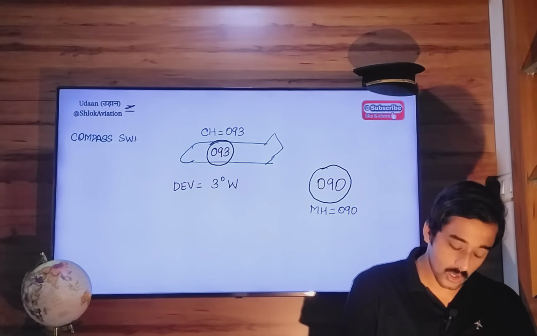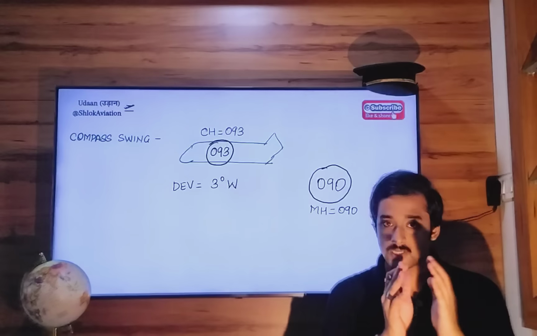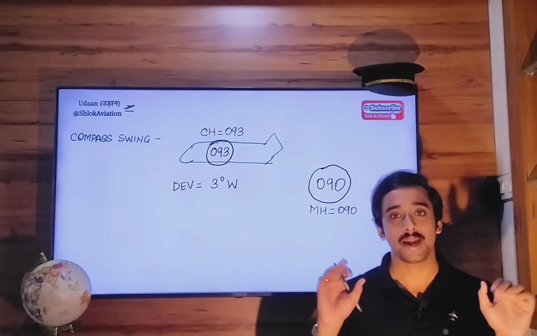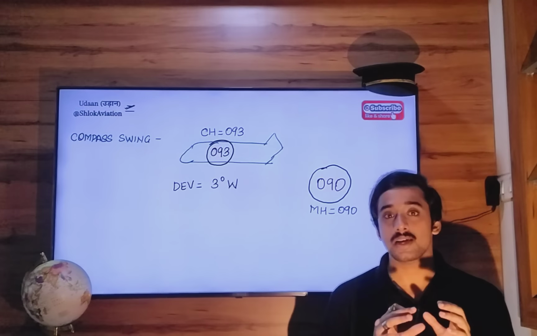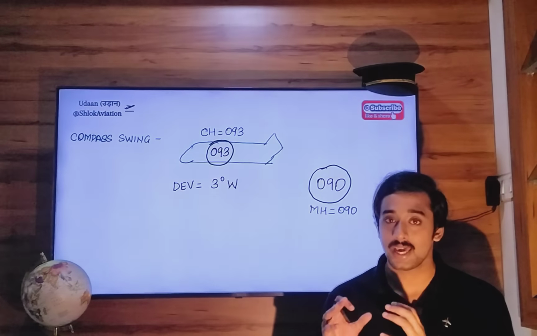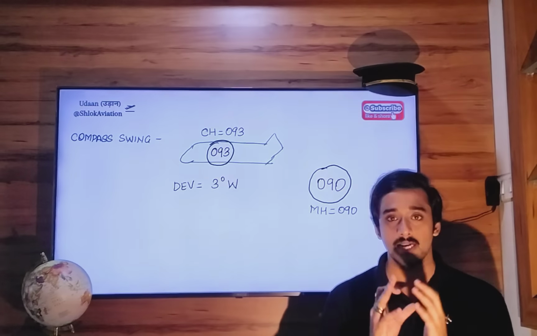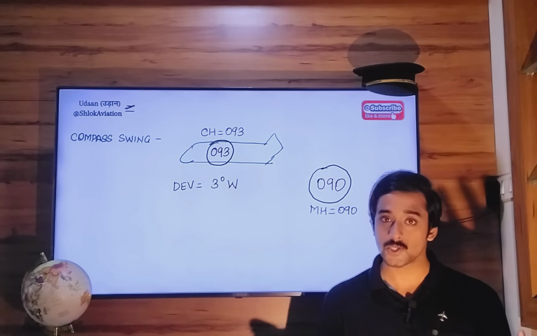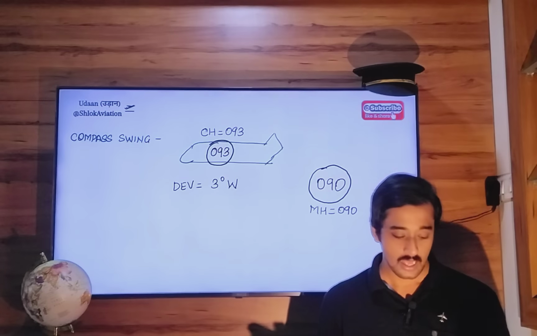So compass swing, next compass swinging is the procedure that closes this gap or this difference between a compass heading and magnetic heading. If it's not able to completely eliminate this gap or this deviation error, it can at least minimize that error as much as possible. So that is the purpose of procedure of compass heading, compass swinging.